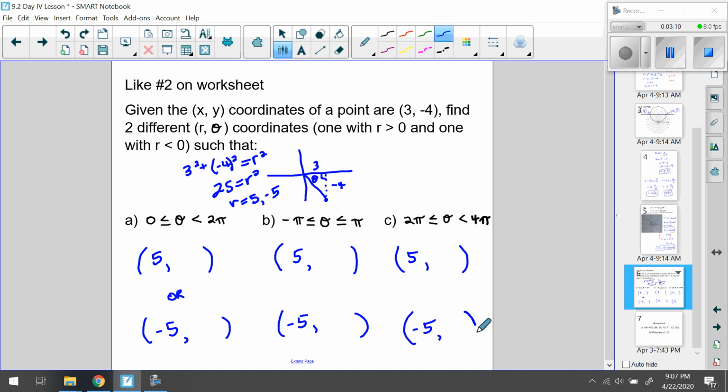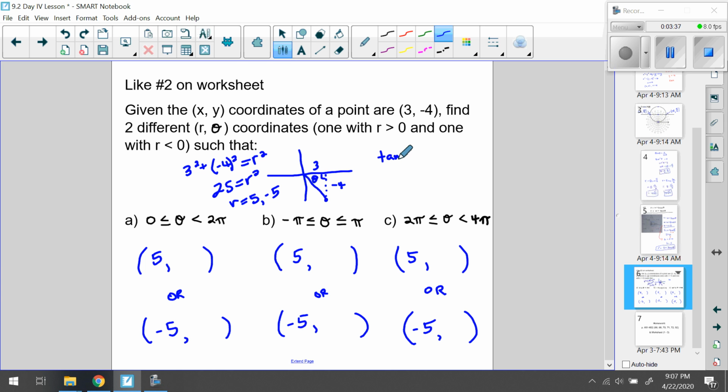Okay, so now we need to find angles that work for each of these conditions. And so there's 2 ways you can find the angle. Sometimes it's obvious. You look at your triangle and you're like, oh, I recognize that one from the unit circle. If not, though, we do have a backup plan. And this one I don't think is obvious. 3, 4 isn't a ratio that I might know off the top of my head. So remember, we can use tangent to help us out.